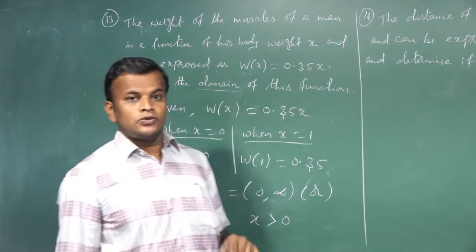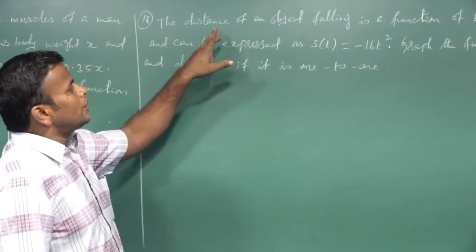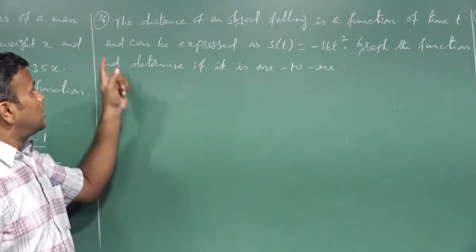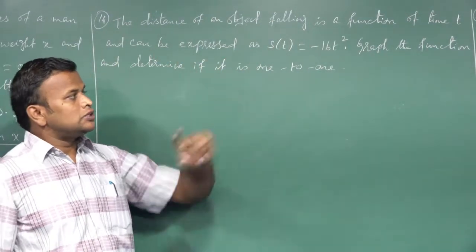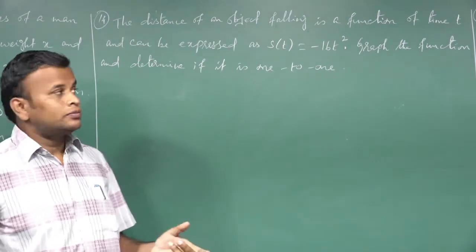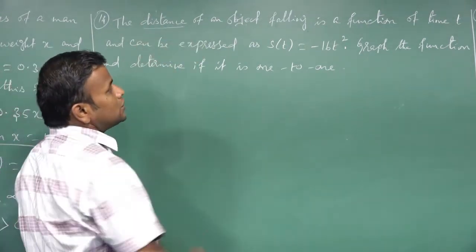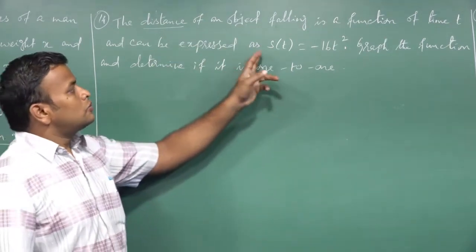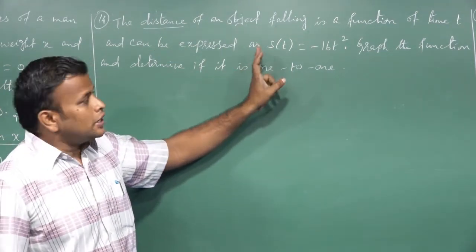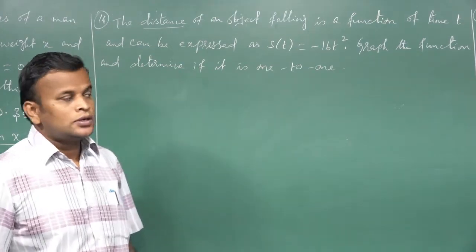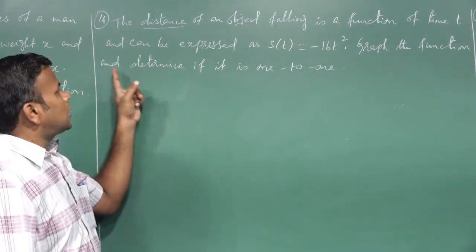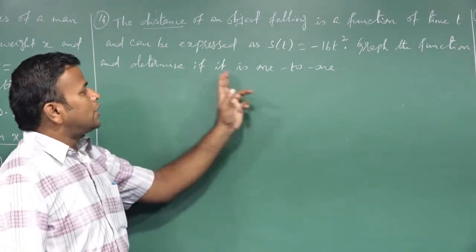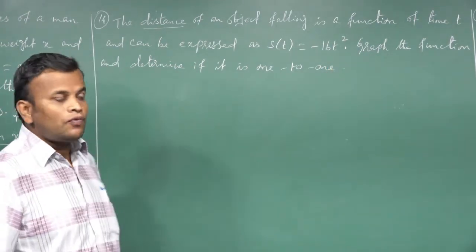Now we move to the next question, 14. The distance of a falling object is a function of time t and can be expressed as s of t is equal to minus 16 t square. Given is the distance of falling of an object. One object is falling, whose distance equation is s of t is equal to minus 16 t square. Our question is to graph the function and determine if it is 1 to 1. Now we graph the function and also find whether it is 1 to 1.